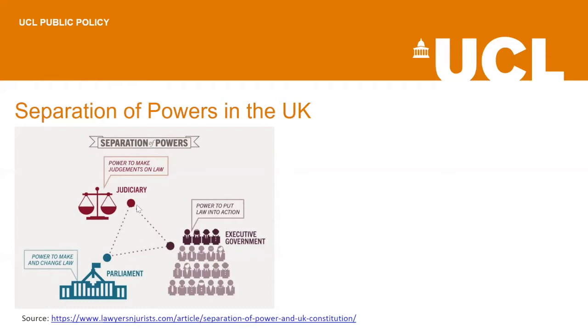And finally, there's the judiciary, who enforce the law. Each of the different branches of public policy requires different kinds of evidence throughout the policymaking process. We'll go into that in more detail throughout the presentation.